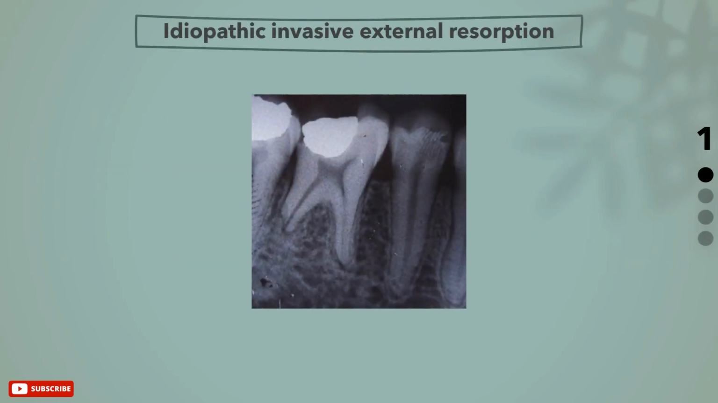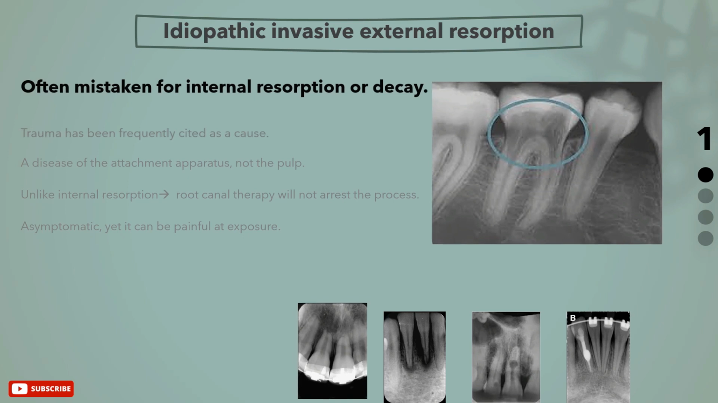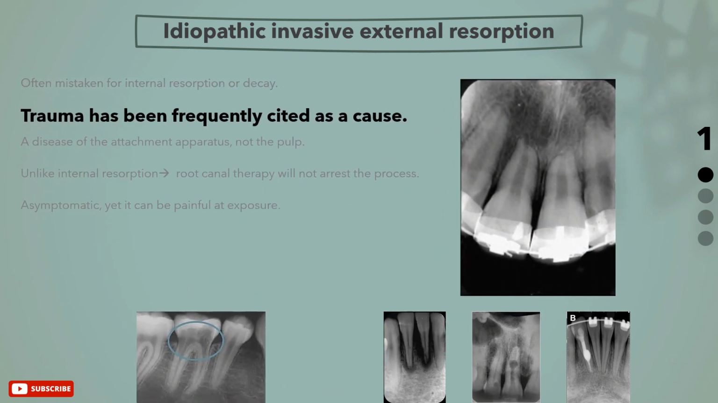Idiopathic invasive external root resorption. It is unclear what initiates this process. External root resorption is often mistaken for internal resorption or decay. Trauma is frequently associated with external root resorption, as in the case of traumatic and invasive orthodontic treatments.